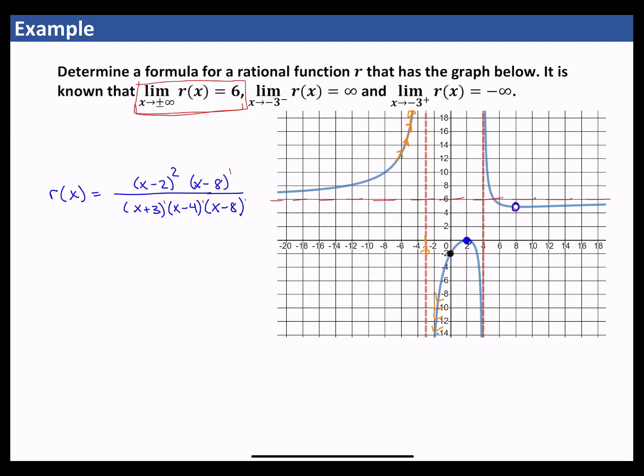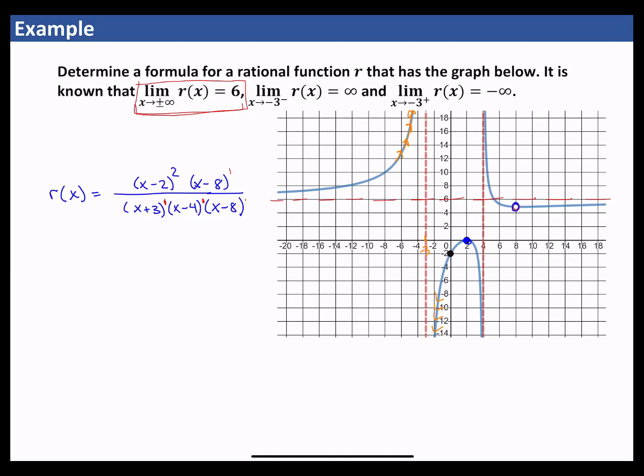Other things we can think about, the graph changes sign on either side of the vertical asymptote at x equals -3. So the factor x plus 3 would need to have an odd multiplicity. And the same thing is happening at the vertical asymptote of x equals 4. The graph changes sign, so the multiplicity for this factor x minus 4 should be odd.